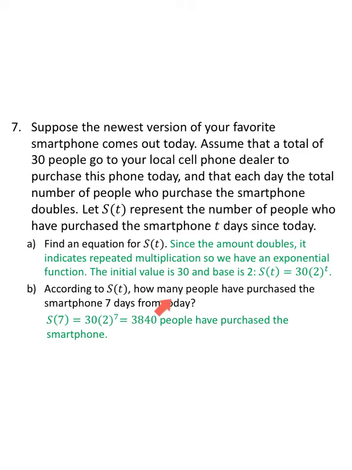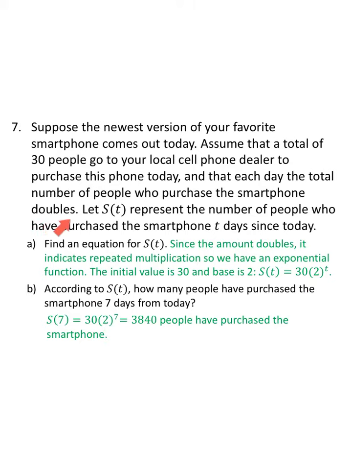According to S of t, how many people have purchased the smartphone 7 days from today? Well, 7 days later, the 30 that started will have doubled 7 times. 3,840 people have purchased the smartphone after a week. That seems kind of low, but we're looking at a small town, not necessarily global, nationwide, even statewide sales of the smartphone. But you have to have the equation right in order to get the estimate right.